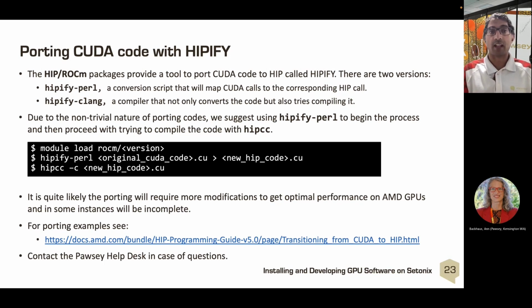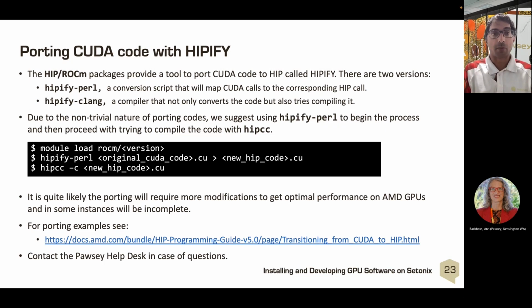HIPIFY Clang is like HIPIFY Perl, but it also has a compiler, so it not only converts but tries compiling it. It can deal a bit better with some edge cases, but then it might hide issues of what it's trying to do. So for the non-trivial process of porting codes, we really suggest HIPIFY Perl to begin the process, and then you do an explicit compilation with hipcc. It might make it easier to determine what is being done.